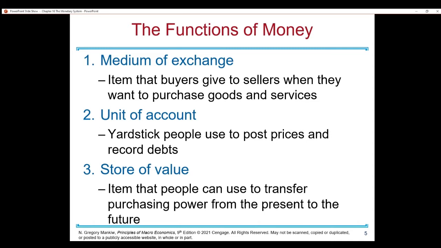Next, we're going to go on to liquidity. Liquidity is used to describe the ease with which an asset can be converted into the economy's medium of exchange. And our cash, the American dollar, the money is the most liquid asset, because it is the economy's medium of exchange. It's what we use to trade.